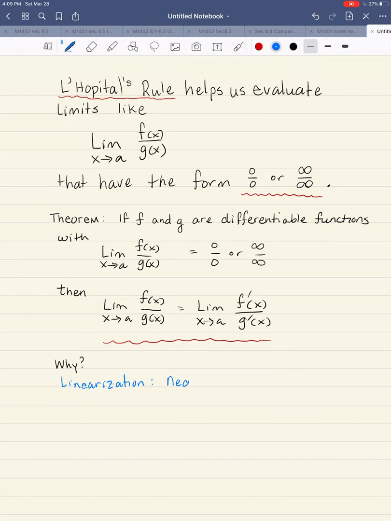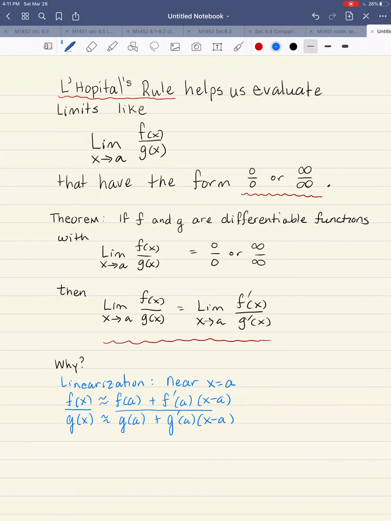Essentially, we can write the equation of a tangent line. Near x is equal to a, we have that f of x is roughly equal to f of a plus f prime at a times x minus a. So we can do the same thing for g. It's g of a plus g prime of a times x minus a. So if we set up the ratio of f divided by g, we have something like that.